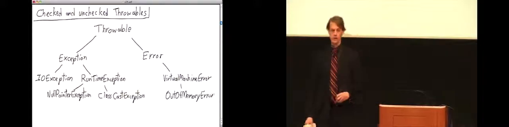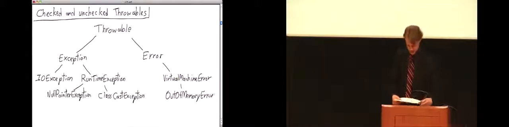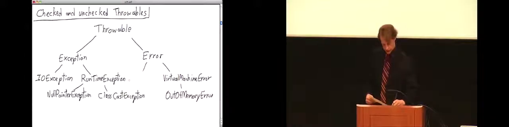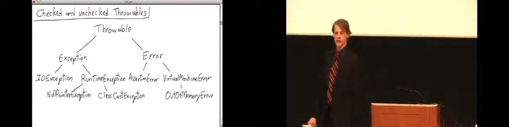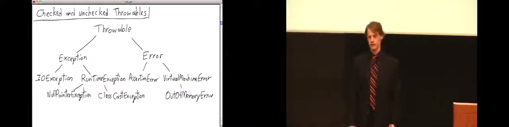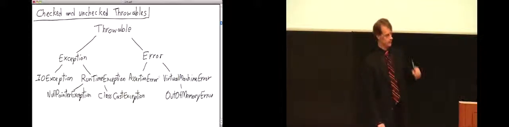One other error that's not a critical machine error, but is in the error class anyway, is the assertion error. Assertion error is what gets thrown when you do the Java assert statement, and the thing that you assert turns out to be false. So if you say assert false in Java, it throws an assertion error.